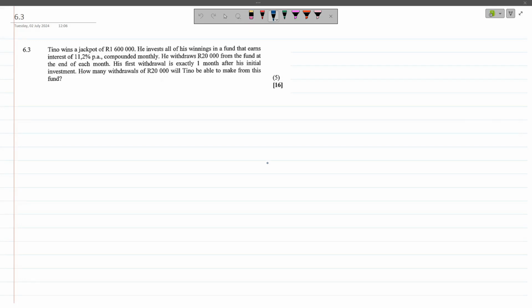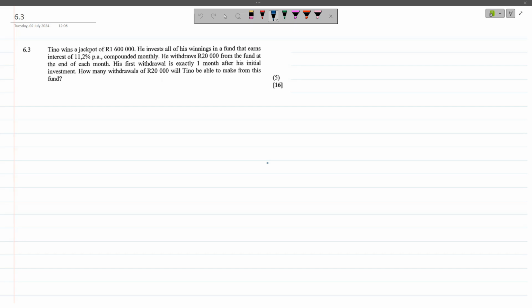Question 6.3 says Tino wins a jackpot of 1.6 million. He invests all of his winnings in a fund that earns an interest of 11.2% per annum compounded monthly. He withdraws 20,000 from the fund at the end of each month. His first withdrawal is exactly 1 month after his initial investment. How many withdrawals of 20,000 will Tino be able to make from this fund?